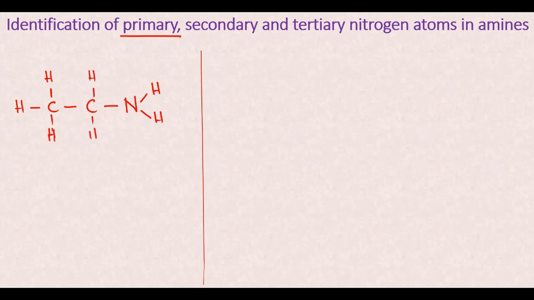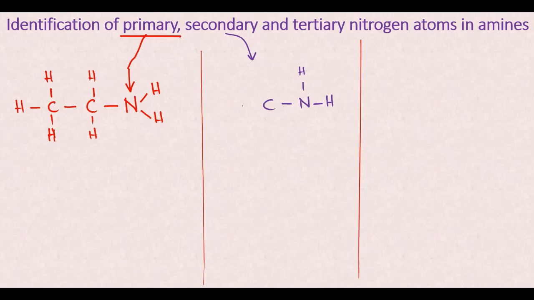In a primary amine, the amino group, which is NH2, is connected to a carbon which is further attached with only one more carbon. Such a nitrogen is called the primary nitrogen. On the other hand, the secondary nitrogen will be the nitrogen in an amine which is connected to a carbon which is attached with two more carbon atoms. So the nitrogen is considered to be the secondary nitrogen in this case, not carbon.